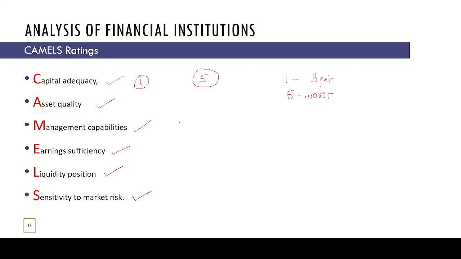Now, please remember that these ratings are not released in the public domain. So, the CAMEL ratings are only available to the management and the regulators, right? So, it's not available for people like you and me. It's only available to the management of the bank and the regulators.